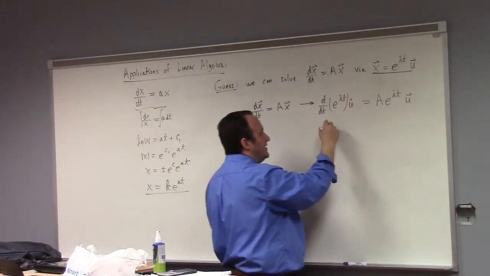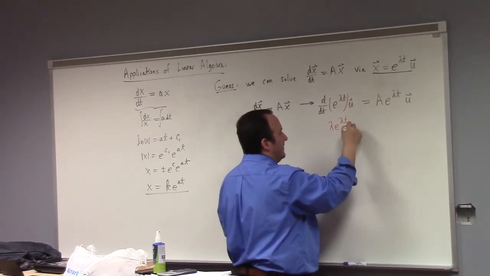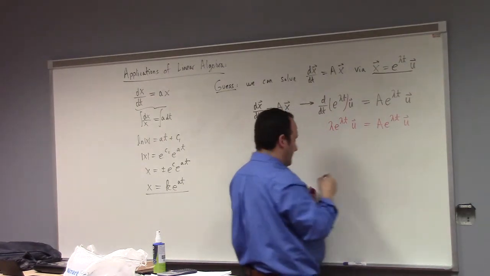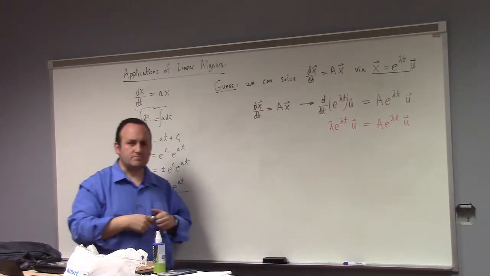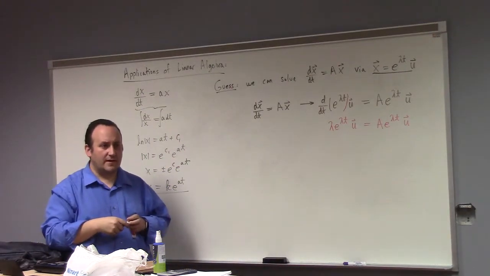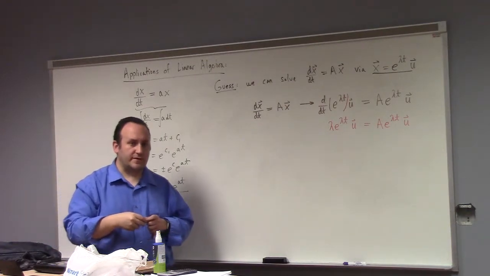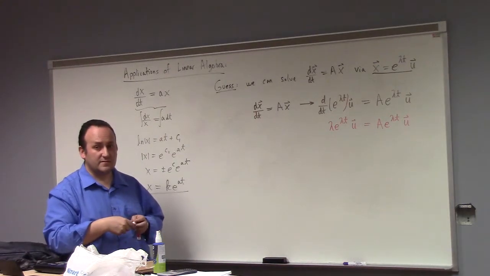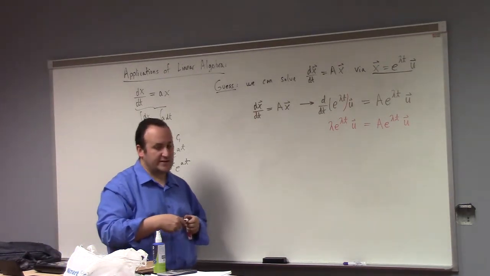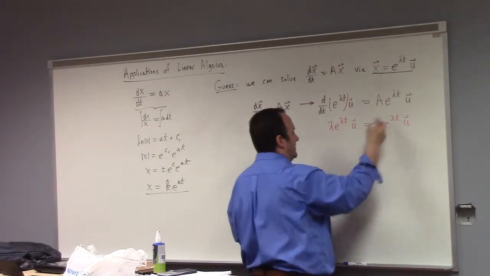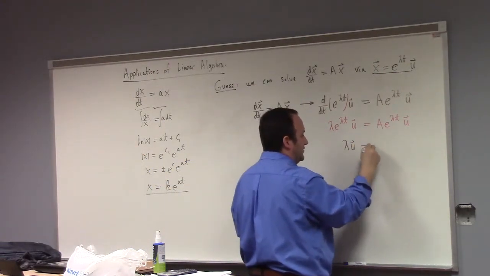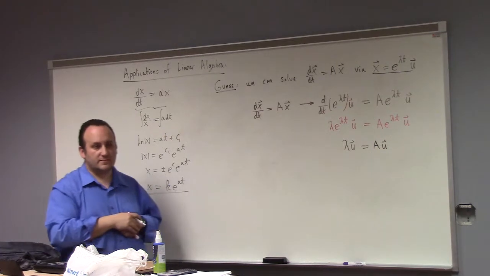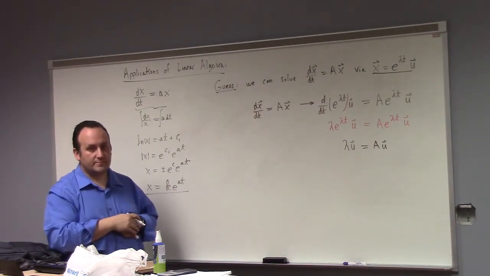And the derivative of e to the lambda t u is lambda e to the lambda t u. The thing about e to the lambda t is it's always non-zero, right? And that continues to be true if we think about lambda being a complex scalar, because then it's a sum of sines and cosines, which are never simultaneously zero. So we can just cancel the e to the lambda t's, and we get lambda u equals Au, which means u is an eigenvector with eigenvalue lambda.